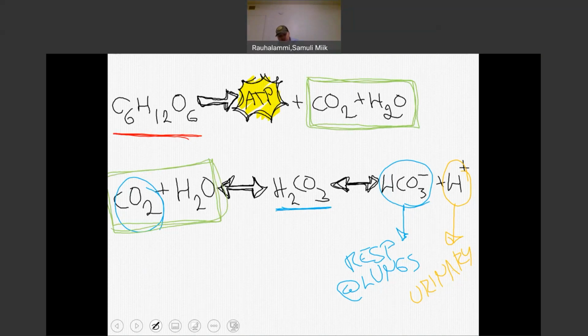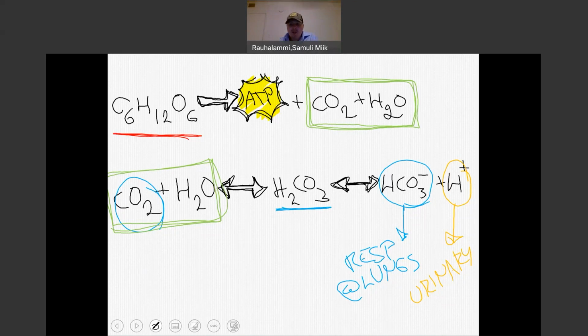And carbonic acid then converted into bicarbonate, and that way we could breathe out the carbon dioxide that we had left. The extra hydrogen ions we typically urinate out with the urine. So that brings us to a pretty good place.